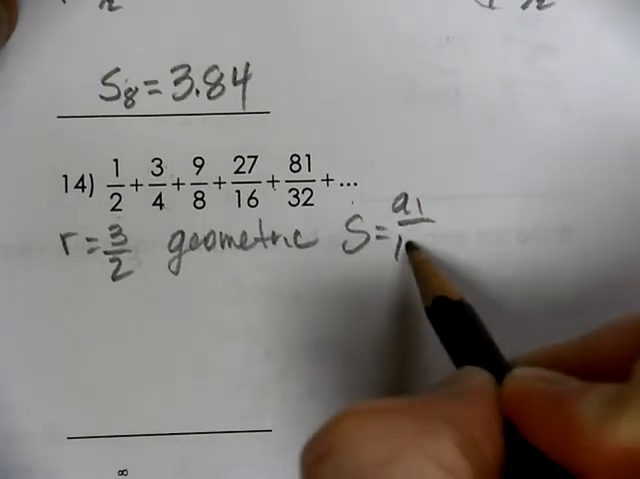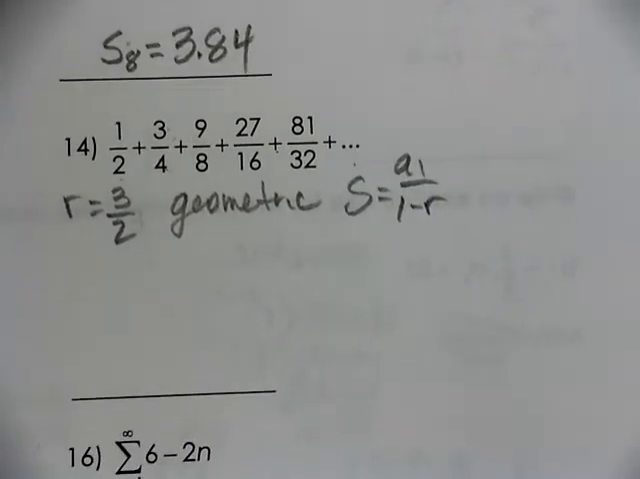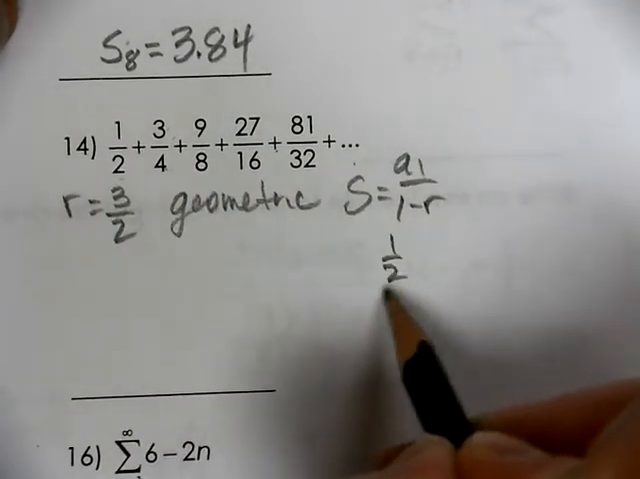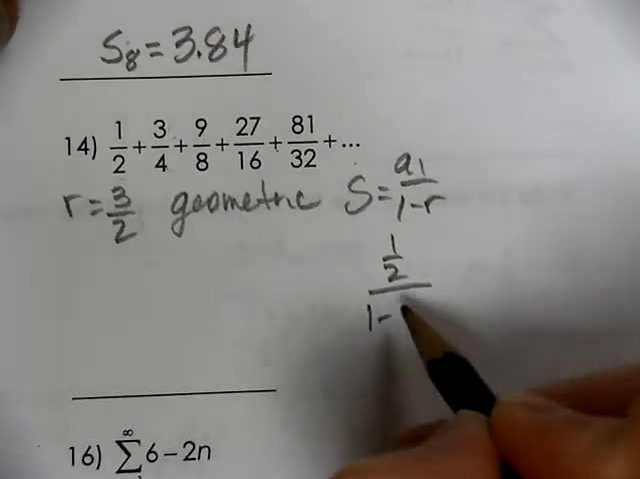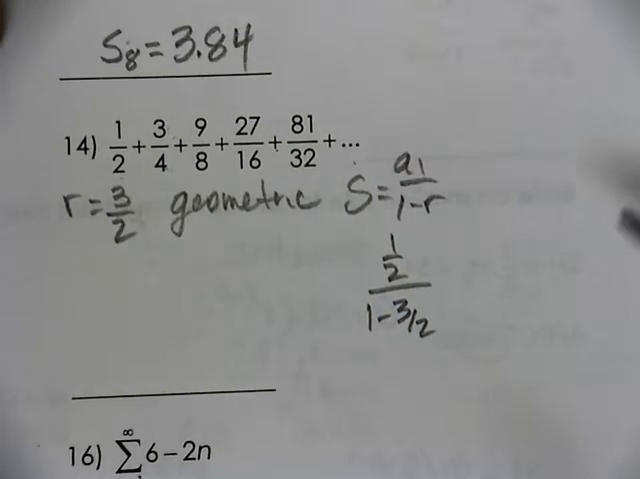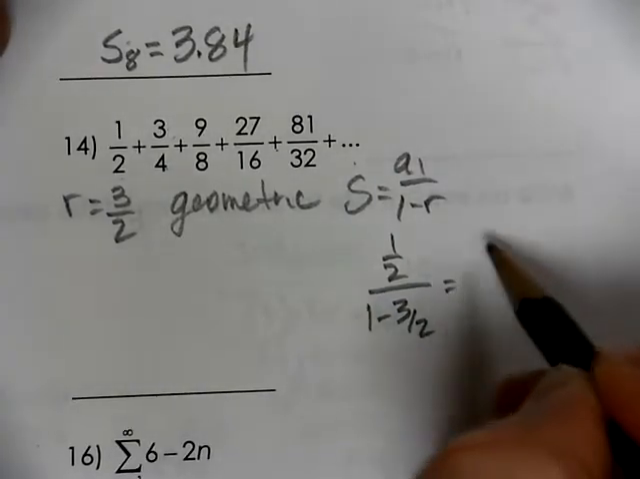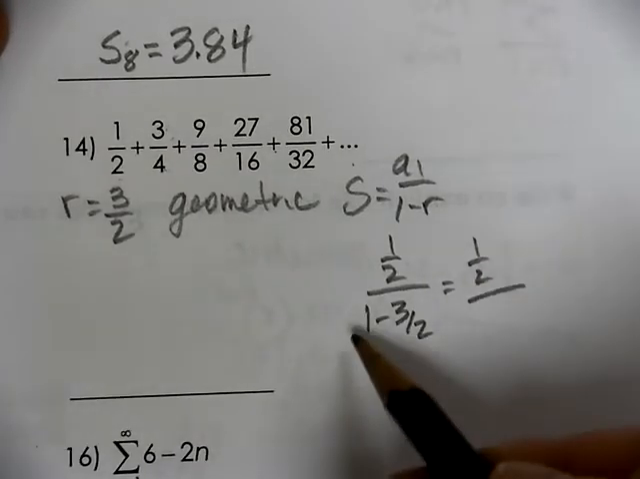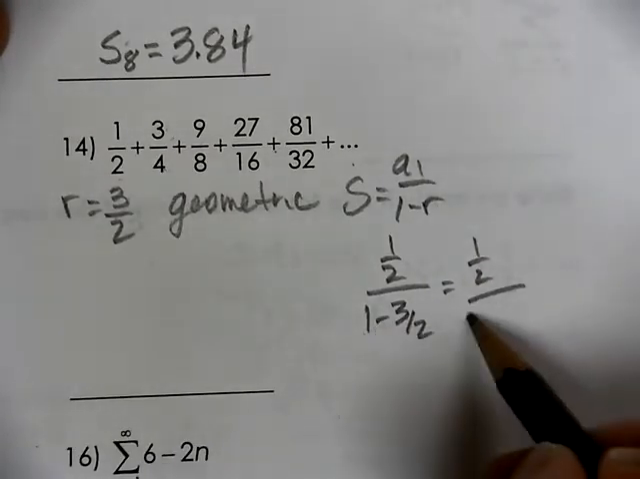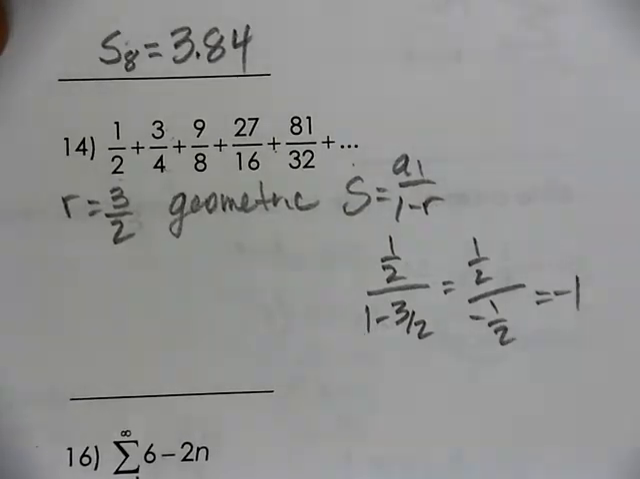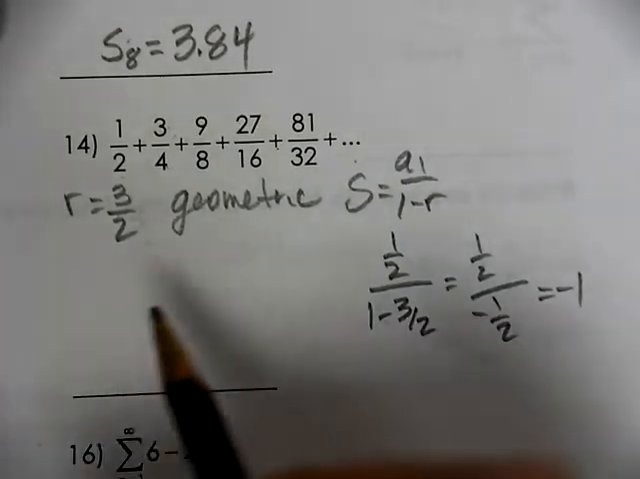So I'm using a of 1 over 1 minus r as my sum. I know what my first term is. I know what my ratio is. That's 1.5. So I take a half and I take 1 minus 1.5. So that's going to give us -1.